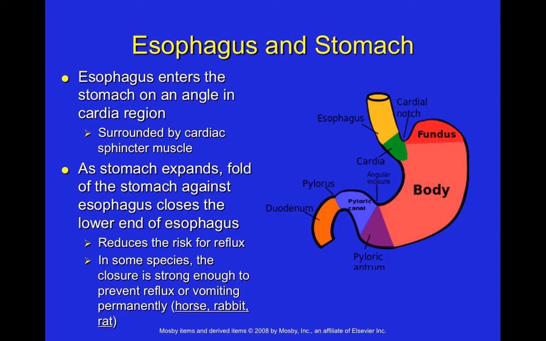So that closure of the stomach to the esophagus isn't that strong in foregut fermenters, so generally carnivores and omnivores. In some species, typically hindgut fermenters, such as the horse, rabbit, rat, that cardial notch is so strong when it closes, so the fundus pushes right up against the esophagus, that fold is so strong that the animal can't actually vomit. So rats, horses, rodents, they do not vomit.